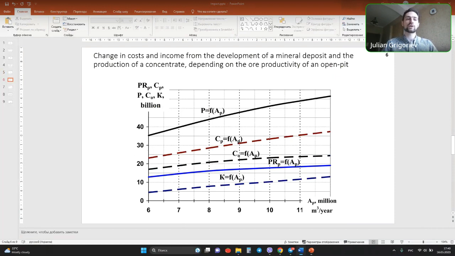The curve P as a function of productivity here, which characterizes the change in the reduced profit depending on the productivity of the open pit, shows that the maximum possible productivity of the open pit for minerals ensures the maximum economic efficiency of the development of the deposit in the chosen direction of the deepening of the open pit. In this case, the maximum profit is provided with a productivity of 12 million cubic meters per year. A decrease in productivity for minerals by 20 and 40 percent entails a decrease in profit from the development of the deposit by 10 and 20% respectively.